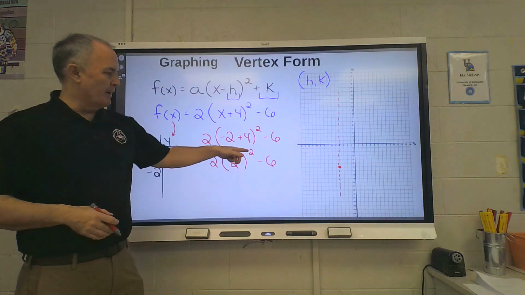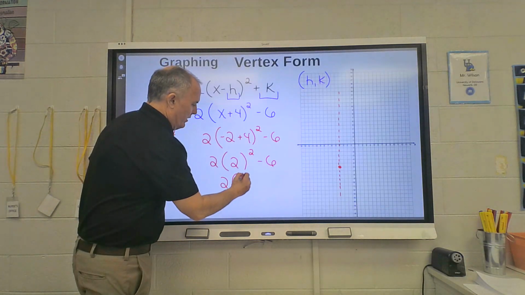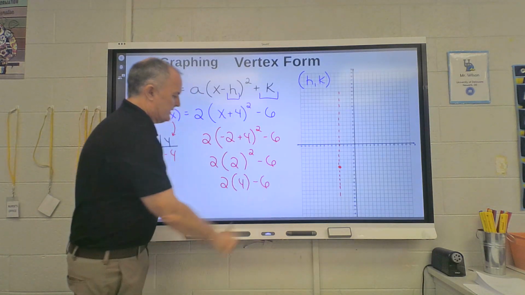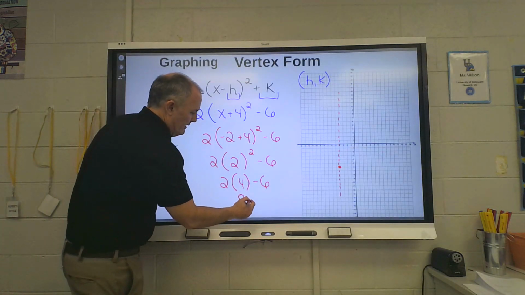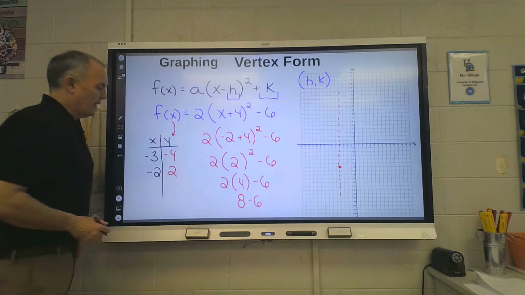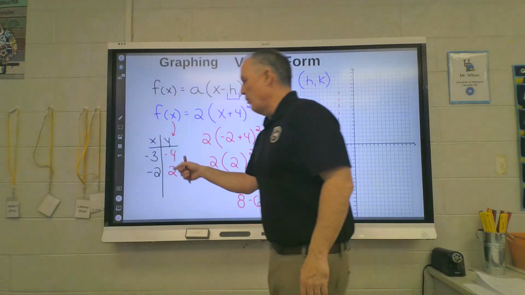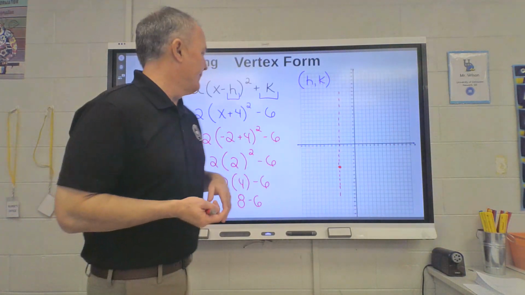I'm going to square this by doing the exponent part next. That's 2 times 4 minus 6. That will give me 8 minus 6, which will give me 2. All right, now that we have these 2 points here, we can graph them on one side of the equation. So let's go ahead and do that.